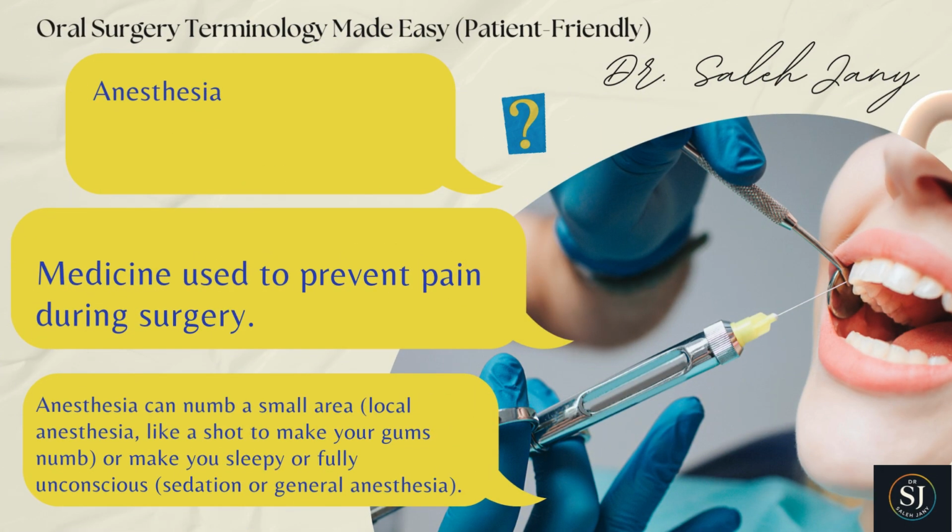Anesthesia. What it means: medicine used to prevent pain during surgery. Explanation: anesthesia can numb a small area, local anesthesia, like a shot to make your gums numb, or make you sleepy or fully unconscious, sedation or general anesthesia.